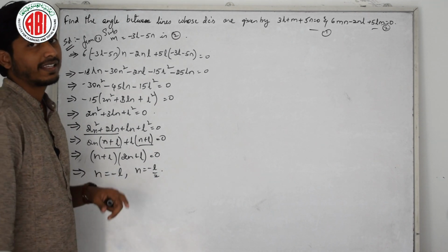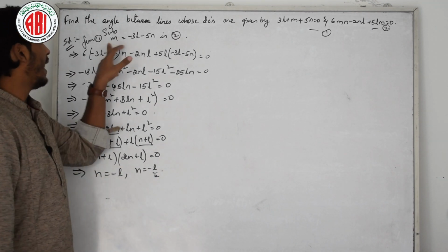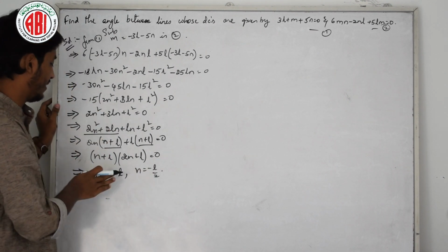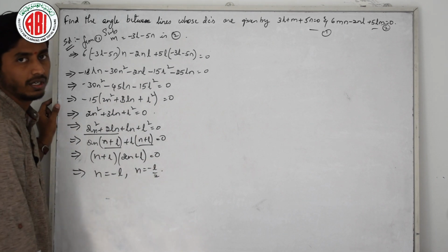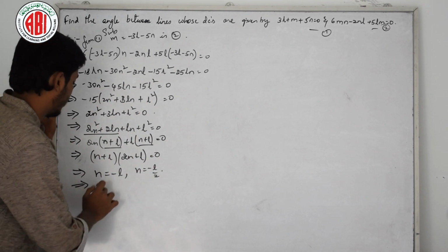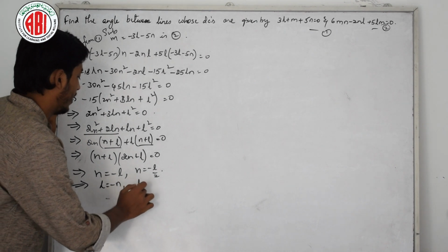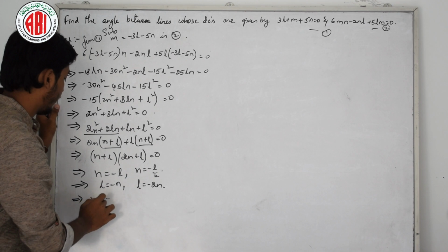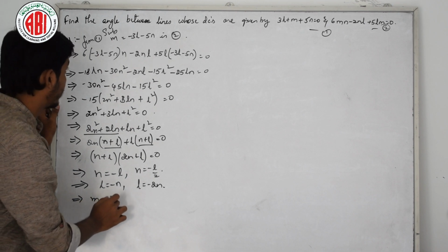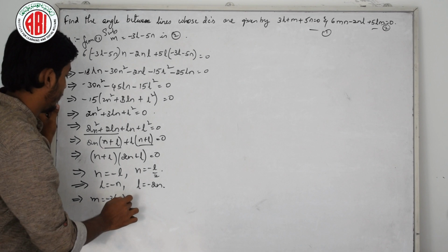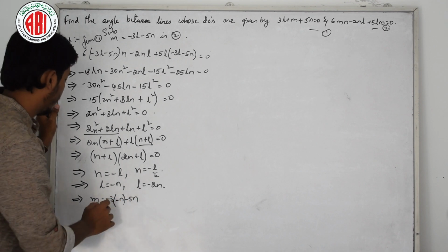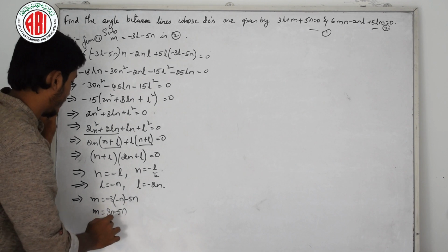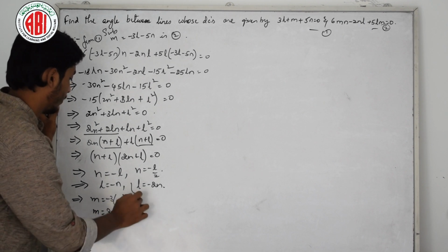Isn't it? What is the next step we have to do? We have to find the value of m. We can do it either way, take l is equal to minus n or l is equal to minus 2n. Most of the time we took it like that only. So let us take l is equal to minus n, and l is equal to minus 2n. Let us substitute that here. I will get the value of m as minus 3 into minus n minus 5n, right? That is plus 3n minus 5n. That is m is equal to minus 2n.